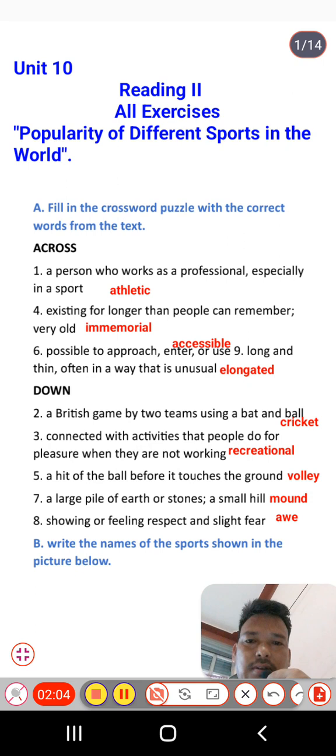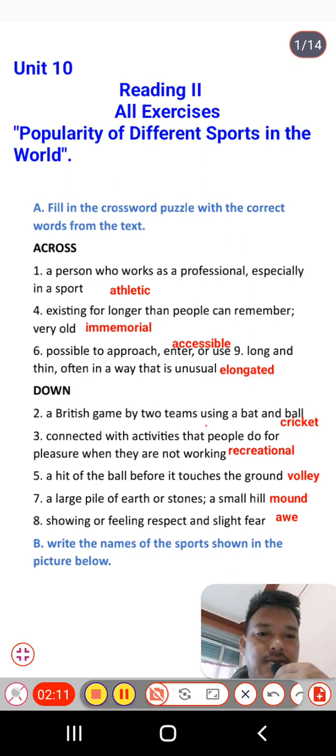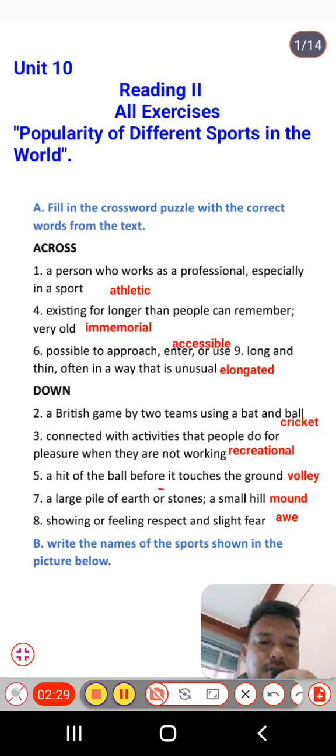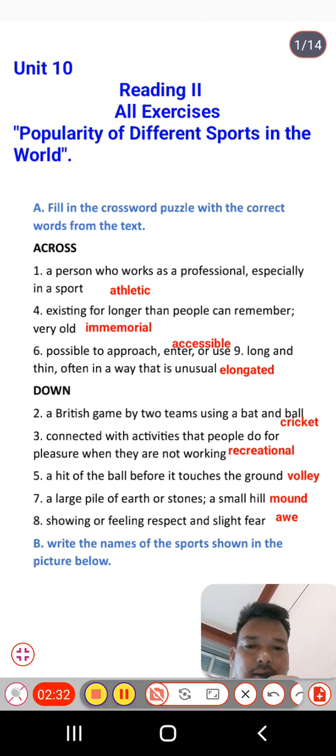So this is all across, and now downward. And B, a British game by 2 teams using a bat and ball, that is cricket. And connected with activities that people do for pleasure when they are not working, recreational. And 5, a hit of a ball before it touches the ground, that is volley. And a large pile of earth, stones, or small hill, that is mound.